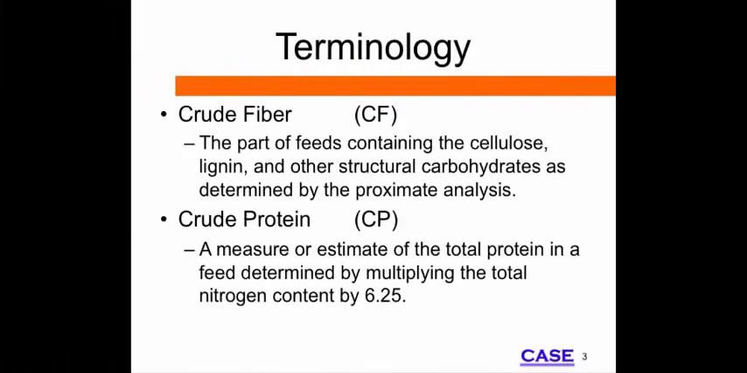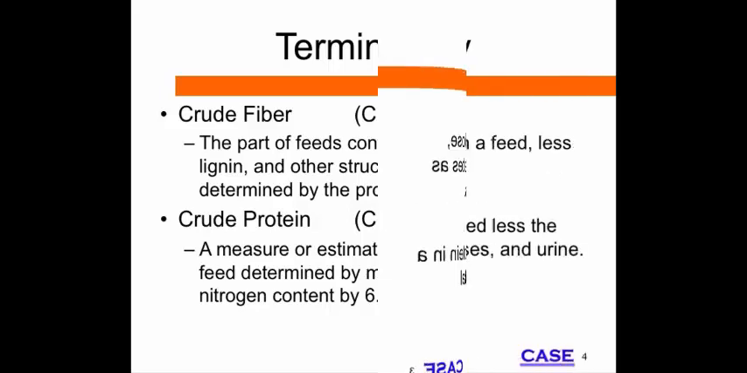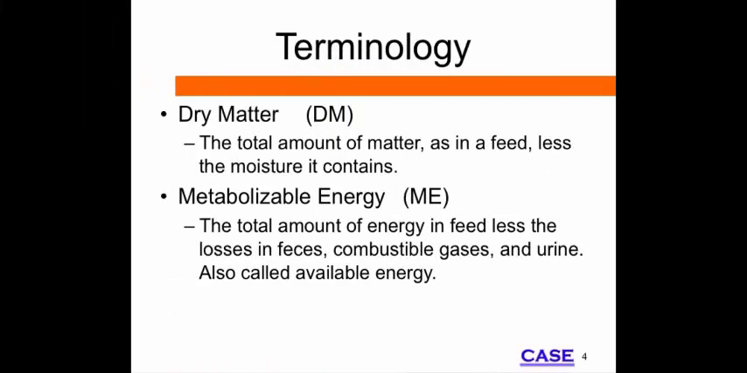Crude fiber is the part of feeds containing cellulose, lignin, and other structural carbohydrates as determined by the proximate analysis. Crude protein is a measure or estimate of the total protein in a feed. CP is determined by multiplying the total nitrogen content by a factor of 6.25. Dry matter is the total amount of matter minus the moisture contained in the feed.